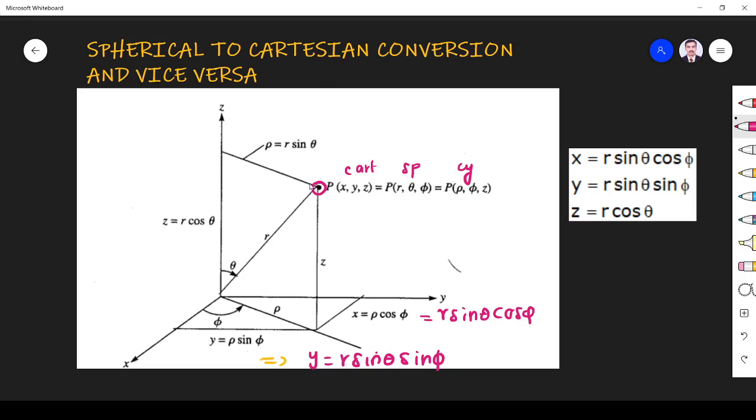So here you see what is r? The r is the distance between the origin and the point P, that we know. Theta is the angle between the z axis and the projection vector. Phi is the angle between the x axis and the projection of point P onto the xy plane.